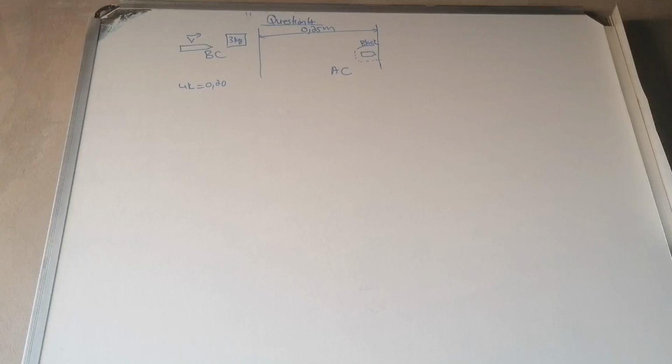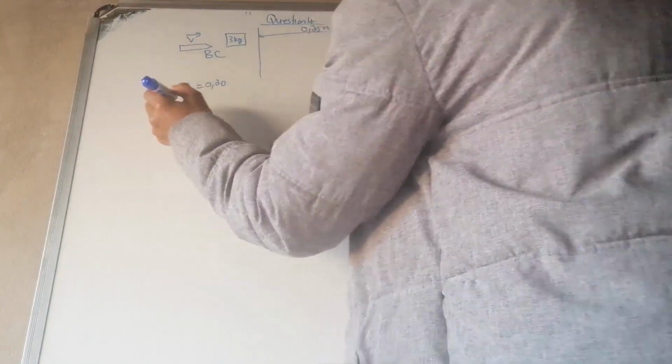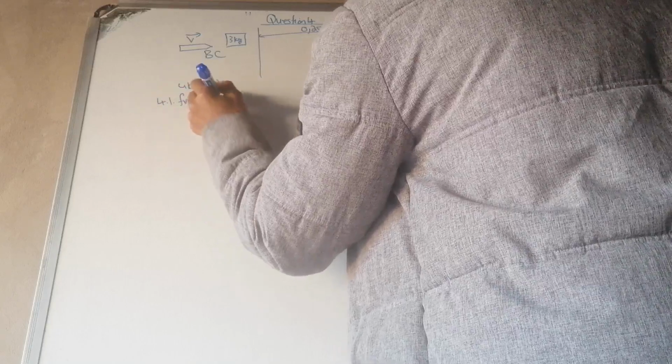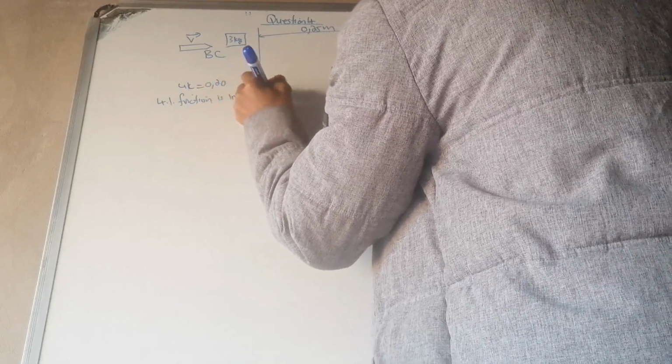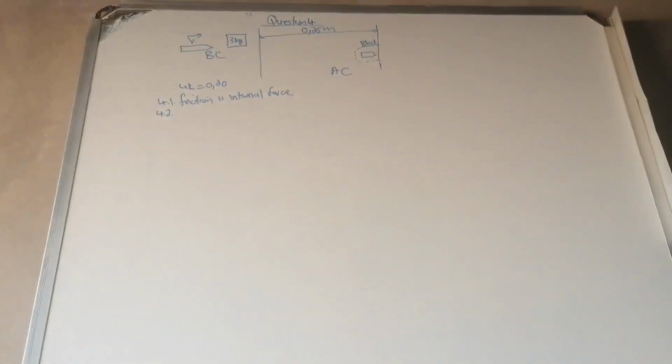Is frictional force an external force or an internal force? That is the question. We know that friction is an external force. So maybe that is 4.1. And then we go to 4.2. Then from 4.2, they say to us, we should do what? State the principle of conservation of linear momentum in words.